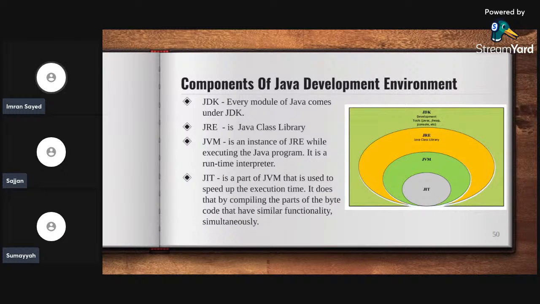So they might ask you all of this as short notes. Sometimes they put the last question as short notes. I mean, they might ask you what these are. So JDK, every module comes with that. JRE is a class library, JVM is an instance of JRE, and JIT is a part of JVM for speeding up the execution time.